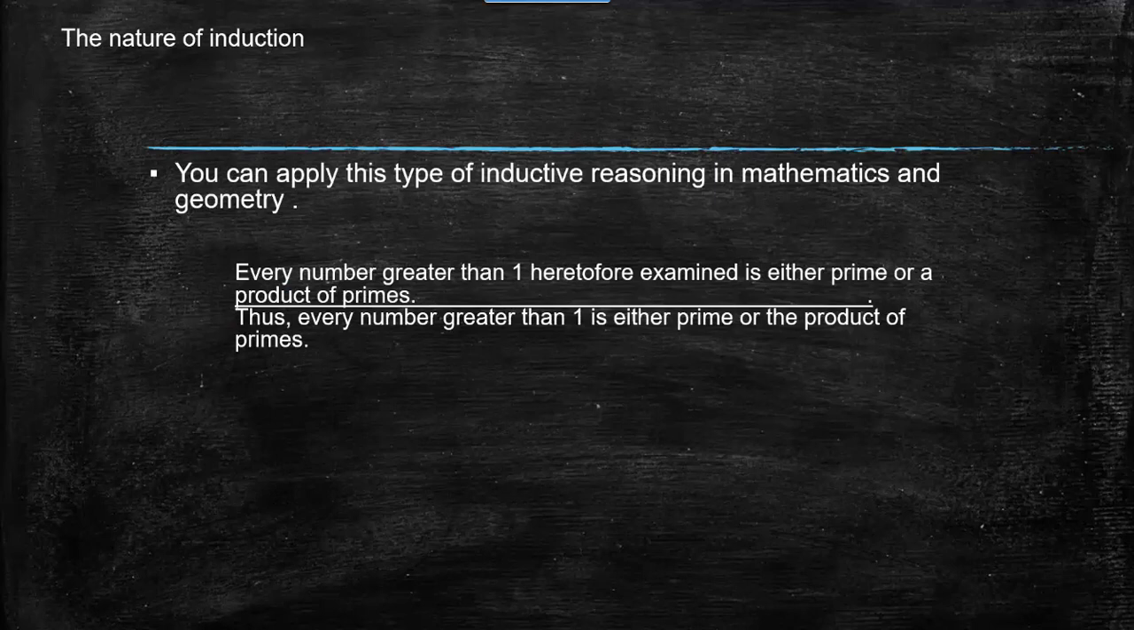So you can apply this same type of inductive reasoning in mathematics and geometry. For example, every number greater than 1, heretofore examined, is either prime or a product of primes. Thus, every number greater than 1 is either prime or the product of primes. That's an inductive argument in the traditional sense of the term because the premise does not deductively imply the conclusion.